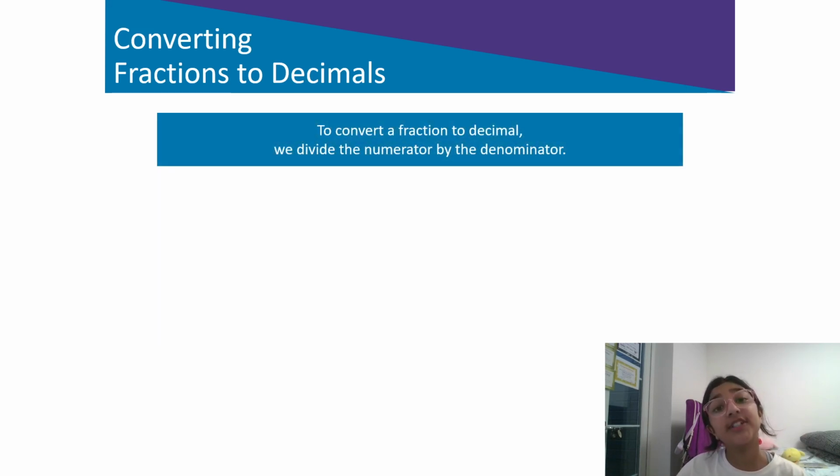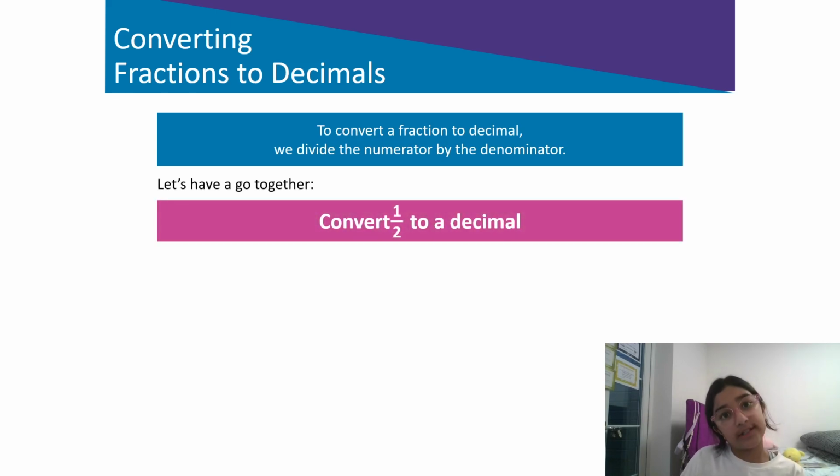To convert a fraction to a decimal, we divide the numerator by the denominator. Let's have a go together. Convert half to a decimal. You may already know this, but let's just do it.